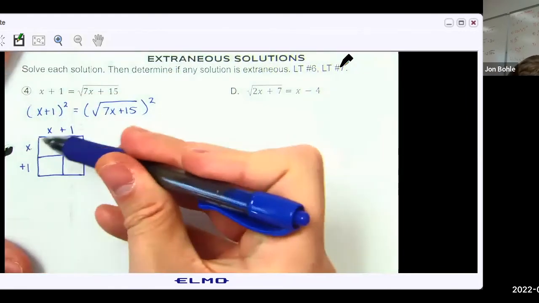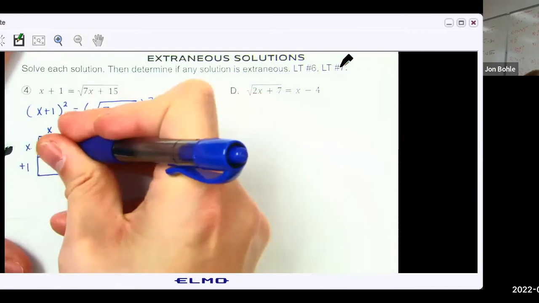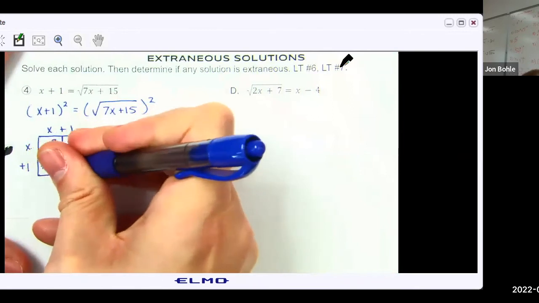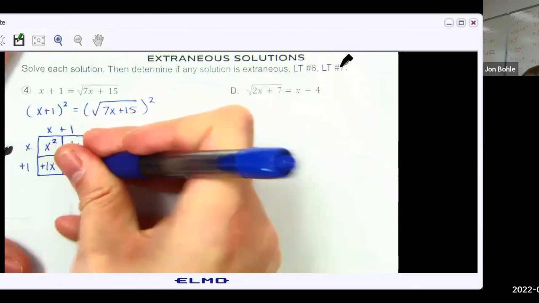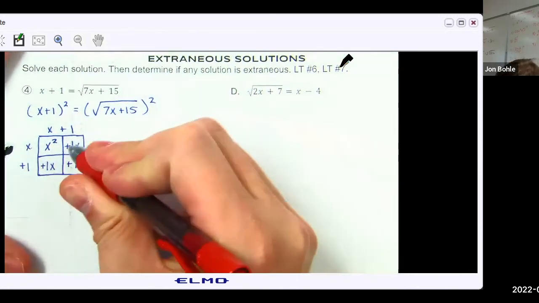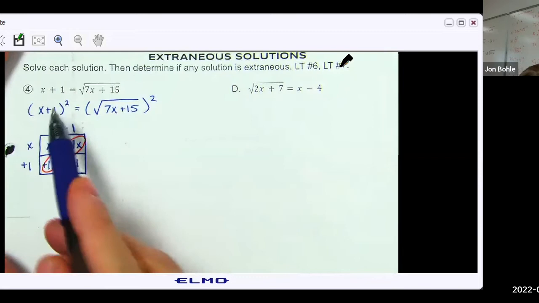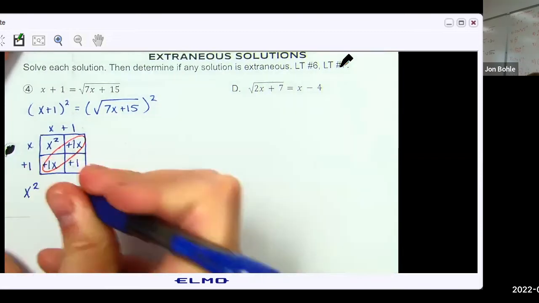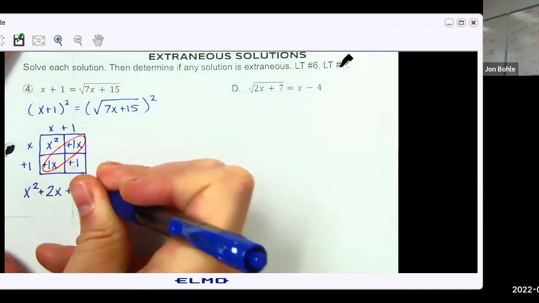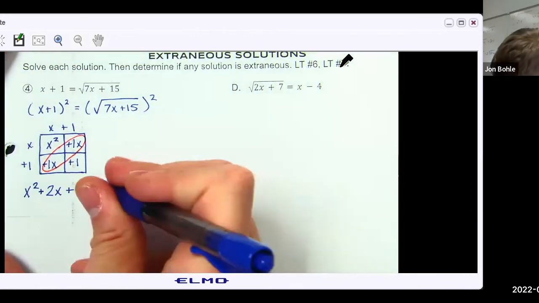Okay, so we're going to go x times x, 1 times x, x times 1, 1 times 1, and then my diagonals are like terms, and they combine. So the left side of the equal sign is x squared plus 1x, and 1x is 2x's, plus 1 is equal to 7x plus 15.